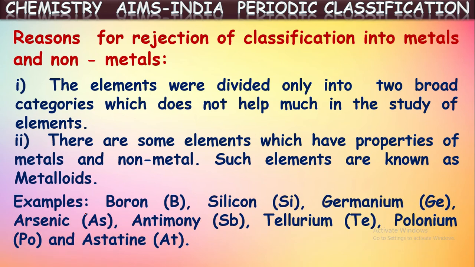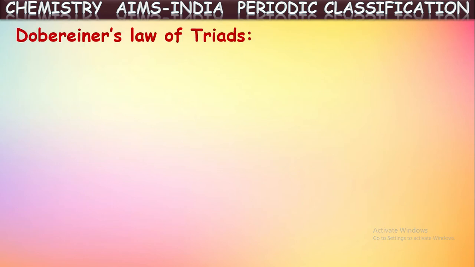See, some examples for the metalloids are shown here, like boron, silicon, germanium, arsenic, strontium, antimony, tellurium, polonium. These all are elements which can exhibit the properties of both metals and non-metals. So these are called metalloids. So there is no separate classification for these elements by Lavoisier. So Lavoisier's classification is rejected because of these drawbacks. Okay, next. One more scientist who next classified was Dobereiner.